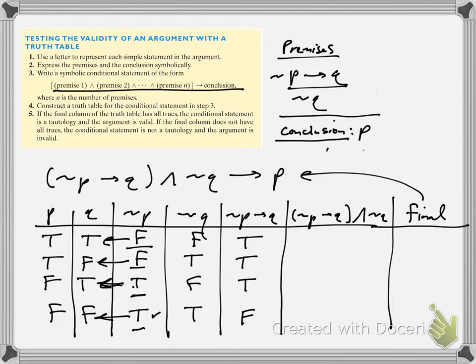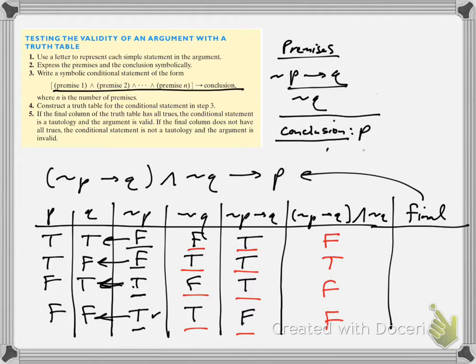Okay, now I'm comparing in red with this not P implies Q and not Q. I'm comparing these two columns, and it's an and. So we got to look at our and truth table. Well, the only time it's going to be true is when they're both true, which would be right here. The other examples are all false.